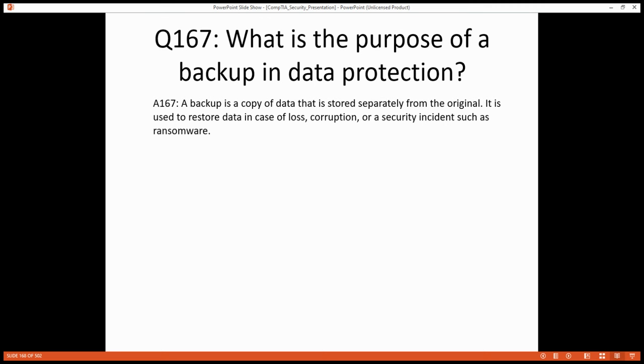Q167. What is the purpose of a backup in data protection? A167. A backup is a copy of data that is stored separately from the original. It is used to restore data in case of loss, corruption, or a security incident such as ransomware.